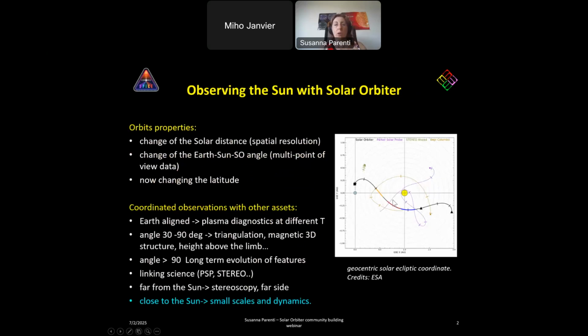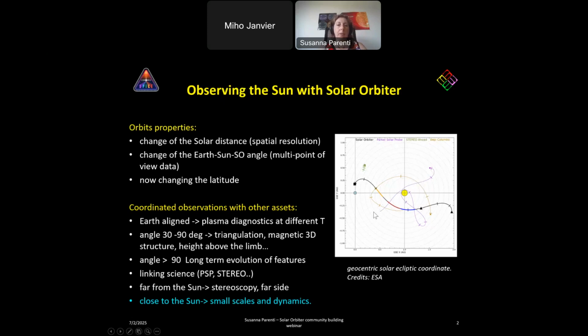I want to start by recalling a bit the profile of the mission. In this plot you have Earth, you have the Sun, and in black here is one of the Solar Orbiter orbits. In color is the period when it was observed with the remote sensing instruments. Also marked are the orbits of other assets like Stereo, BepiColombo, and Parker Solar Probe.